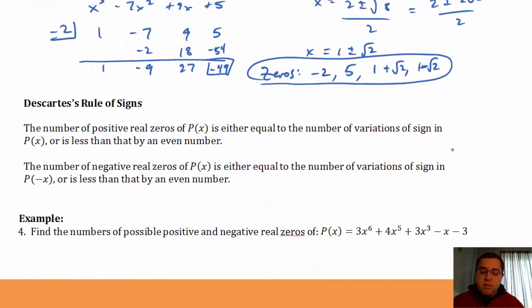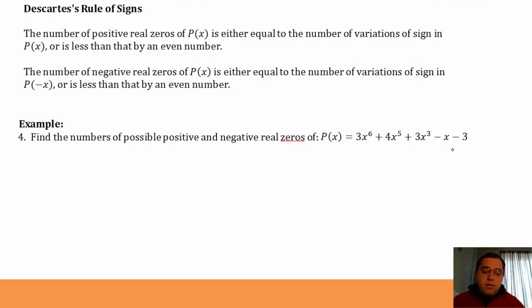Okay, another useful theorem is called Descartes' rule of signs, named after the French philosopher and mathematician René Descartes. It says the number of positive real zeros of a polynomial p of x is either equal to the number of variations of sign in p of x, or is less than that number by an even number. And the number of negative real zeros of p of x is either equal to the number of variations of sign in p of negative x, or is less than that by an even number. It's going to make more sense when you see an example.